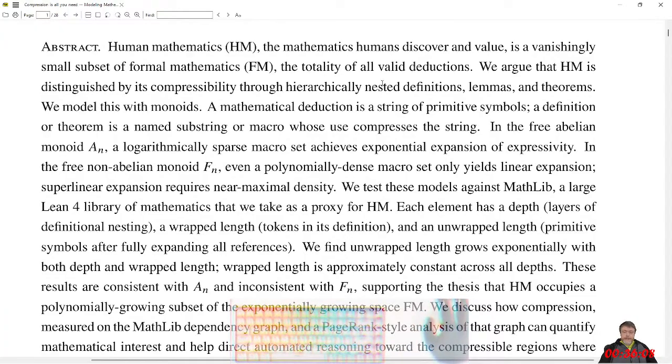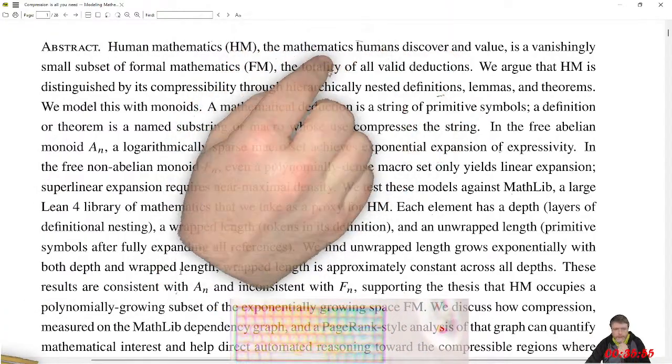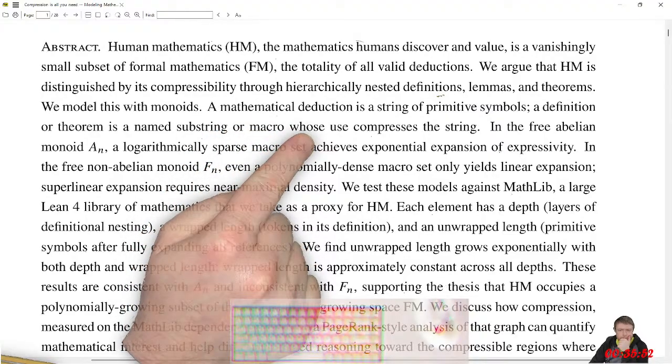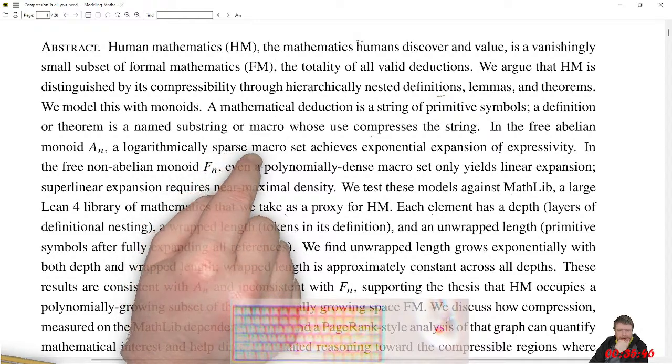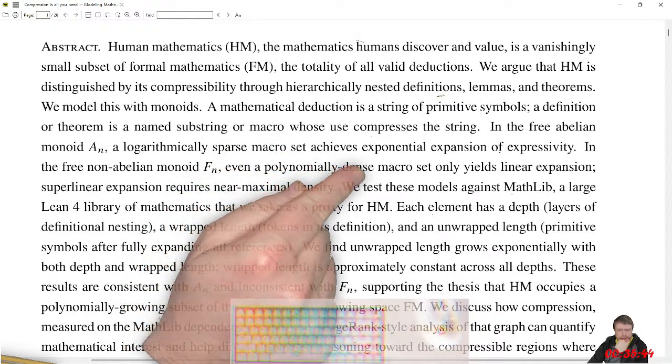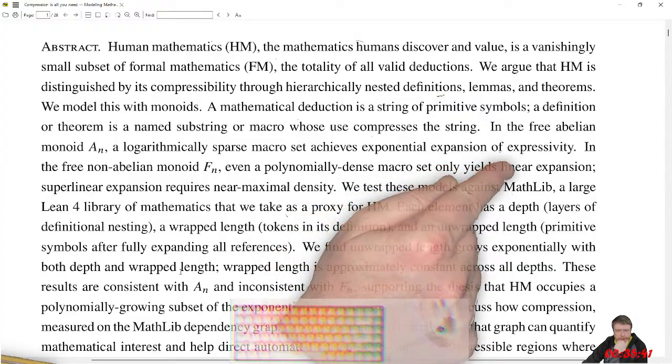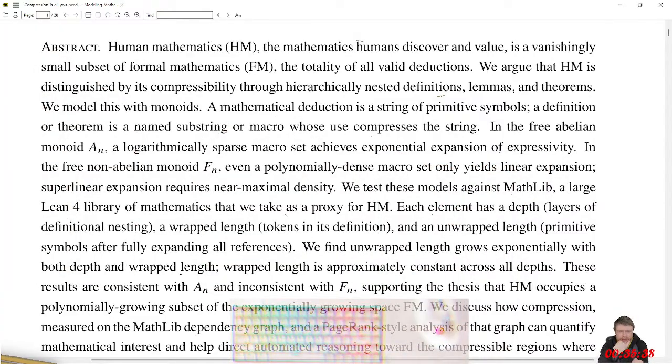This is dense, dude. So what the hell does this even mean? All right. So, logarithmically sparse macro set achieves exponential expansion of expressivity. What the hell does that even mean? That's a whole bunch of blah blah hand-waving.